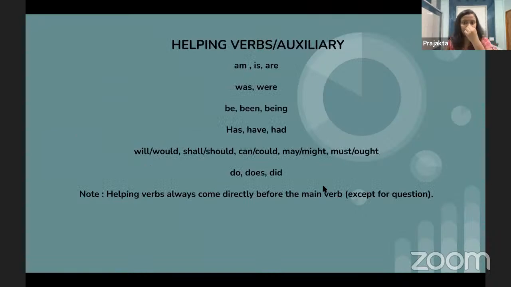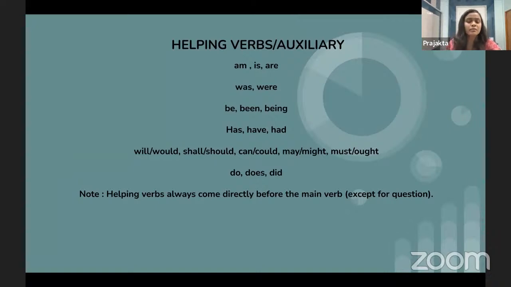So first we will look at the helping verbs, another name for which is modal auxiliaries. That is very important in tenses. Am, is, are, was, were, be, been, being, has, have, had, will, would, shall, should, can, could, may, might, must, ought, do, does, did. So these are the helping verbs.